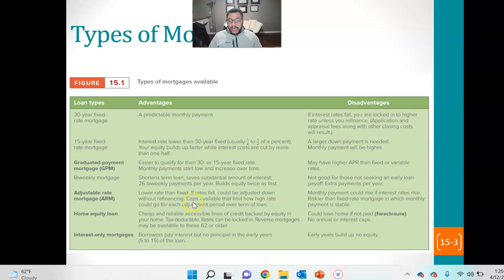An adjustable rate mortgage is kind of like the graduated payment mortgage, but what's happening here is that the rate usually starts low, and the rate can change and go up. And a lot of the same kind of thing.